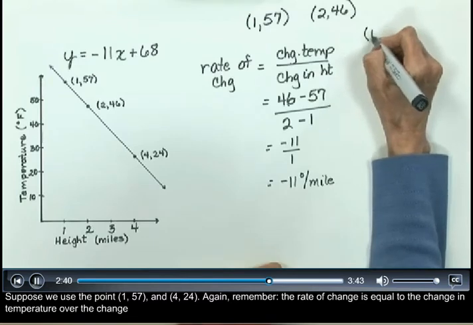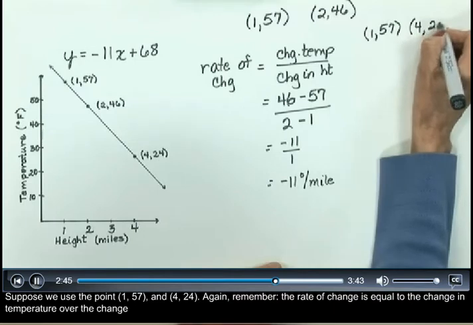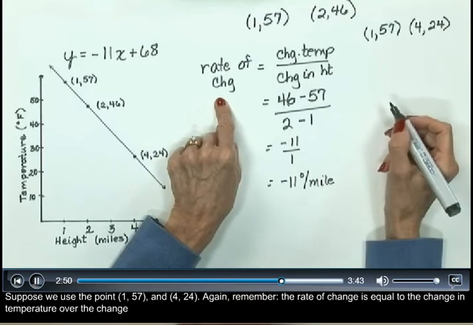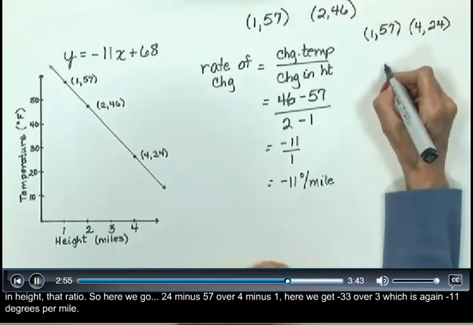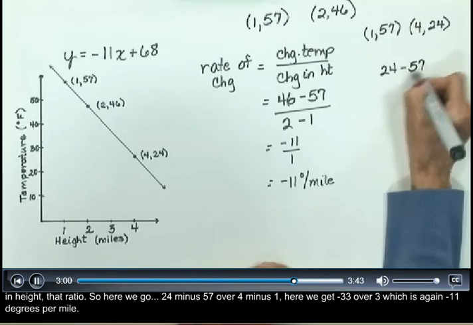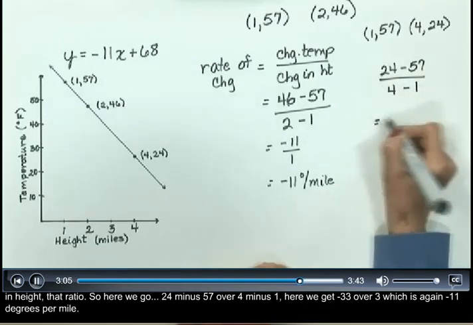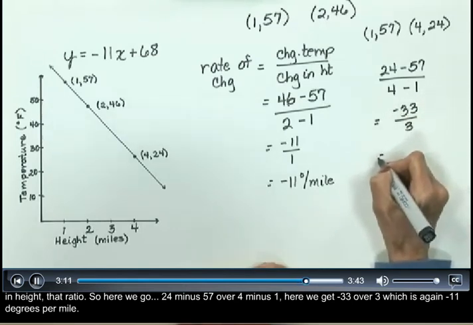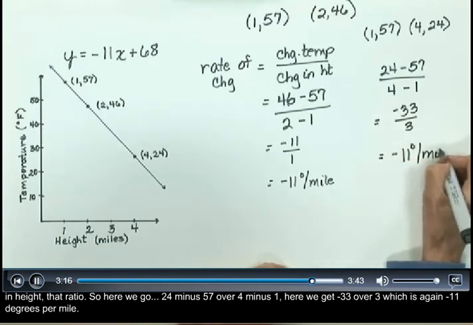Suppose we use the points (1, 57) and (4, 24). Again, remember, the rate of change is equal to the change in temperature over the change in height, that ratio. So here we go. 24 minus 57 over 4 minus 1. Here we get negative 33 over 3, which is again negative 11 degrees per mile.